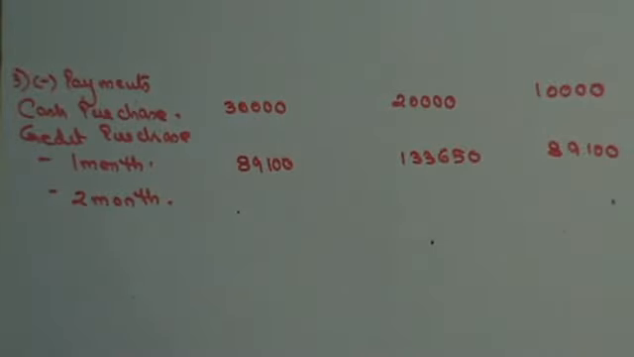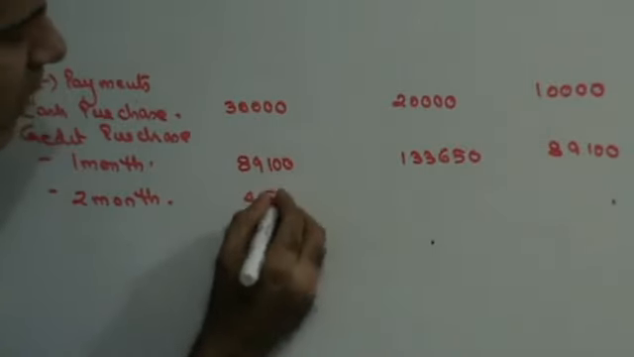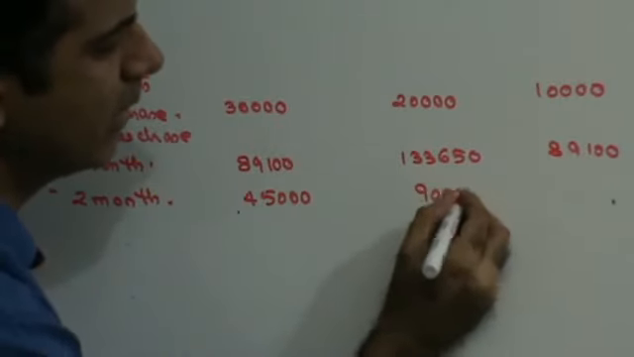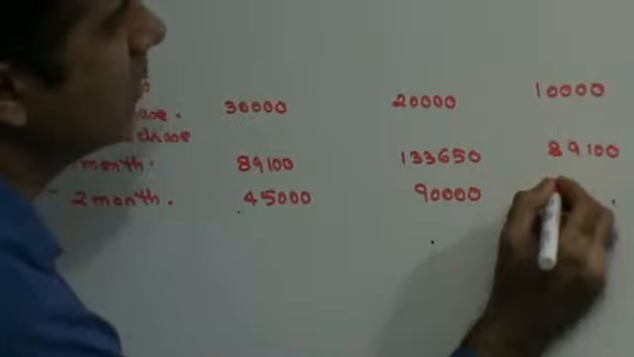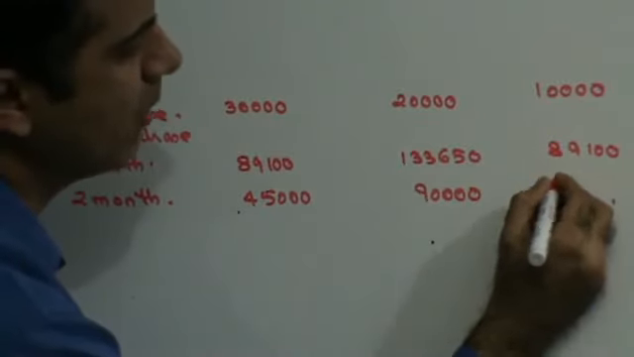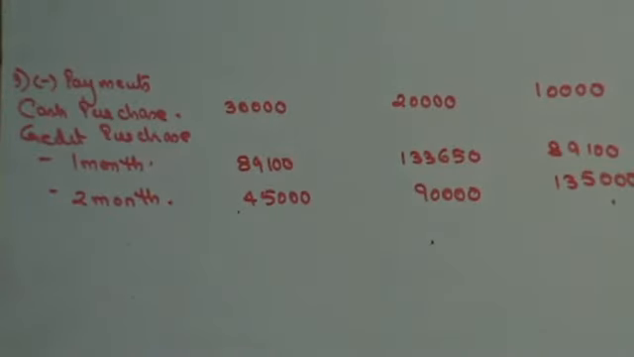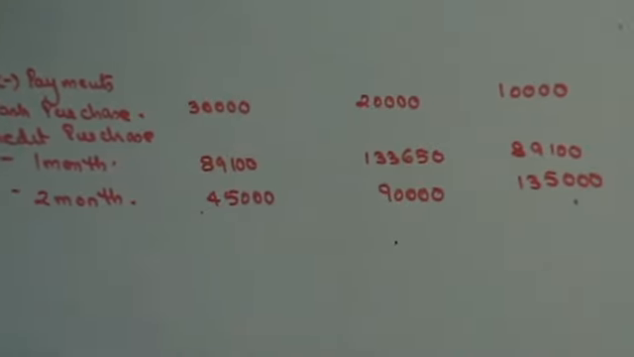November's payment I am going to make in Jan, 45,000. December's payment I am going to make in Feb, 90,000. Jan's payment I am going to make in March, 1,35,000. Right? So your purchases are done.